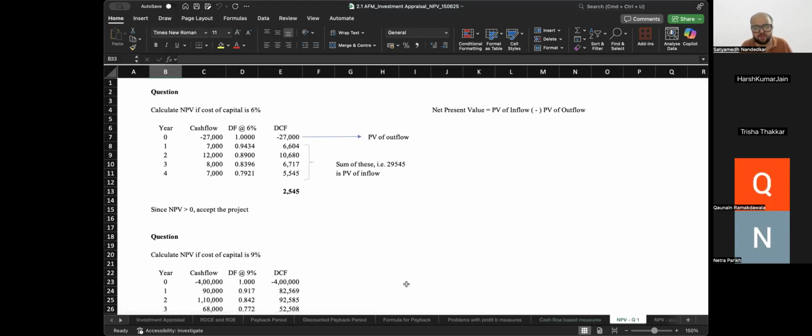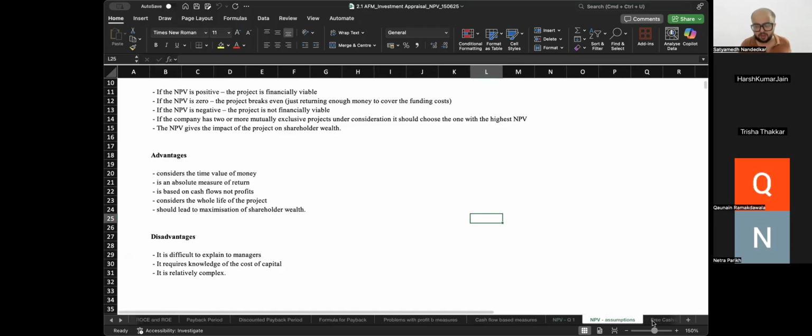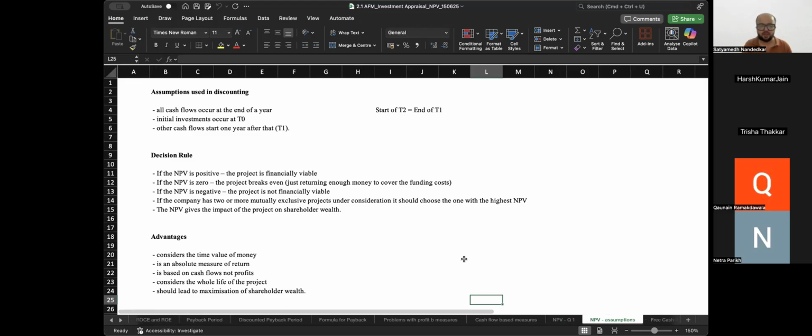A calculation of NPV is basically present value of inflow minus present value of outflow. Cash flow figures are given to you. You multiply that with an appropriate discounting factor. If the NPV is greater than zero, that means you have generated that much wealth for the business and you accept the proposal. If the NPV is less than zero, that means it has led to erosion of wealth and you reject the proposal. Now, the assumptions in the NPV model that we discussed: all cash flows occur at the end of the year. Initial investment occurs at T0. Other cash flows start 1 year after that.